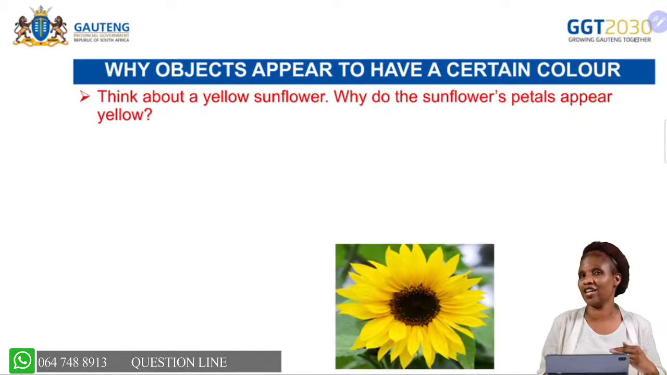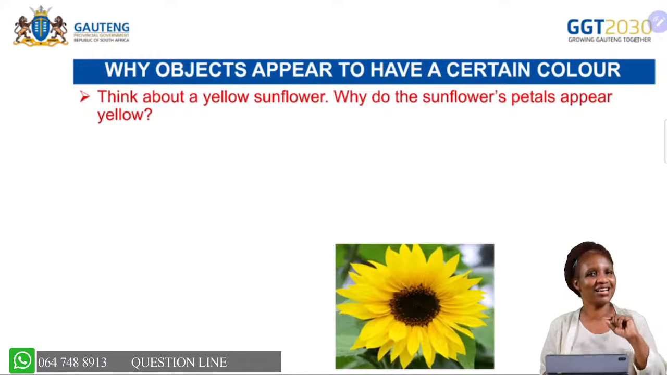But if it's not reflected, like black, we won't see anything. If you see dark, which is black, it is because the colors of the spectrum will be absorbed. Here we are seeing yellow. We are saying why? It is because the yellow color is reflected. Okay.